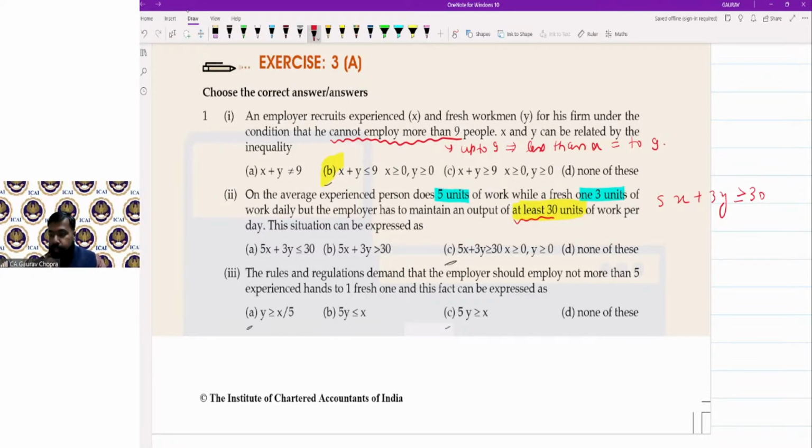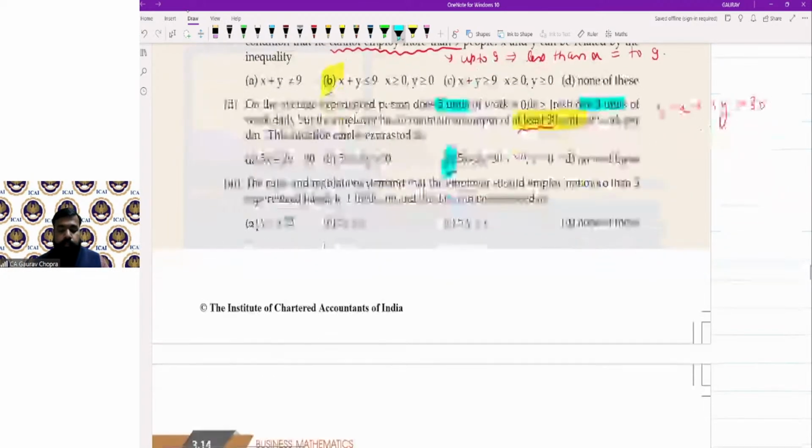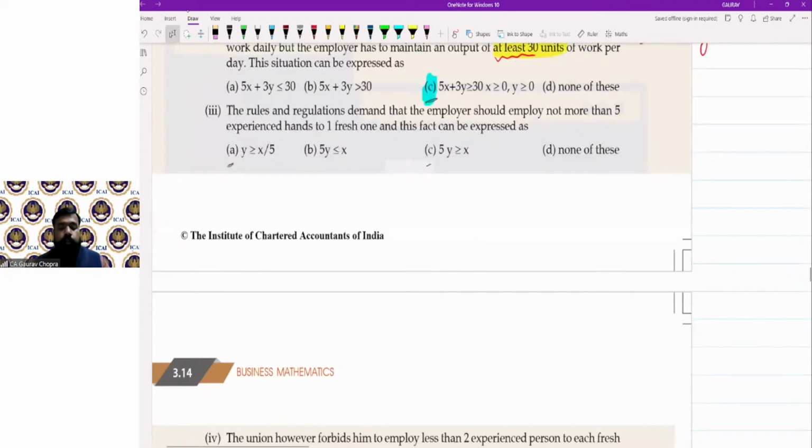So Hema has given the answer. Meghna Chauhan, Ritu Tiwari, Ayushi Bothra, Sandhya, Manish Jain, and Adishri. Adishri has given option A. See, Adishri, this is greater than, because at least 30 is written. So you have to choose option number C. Now check the third one.